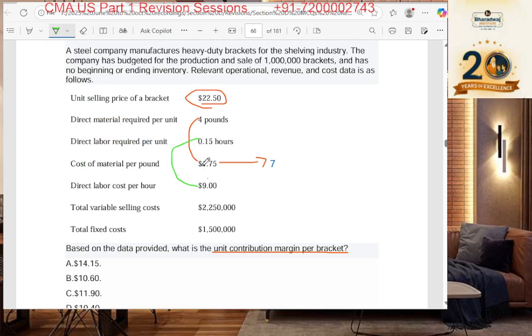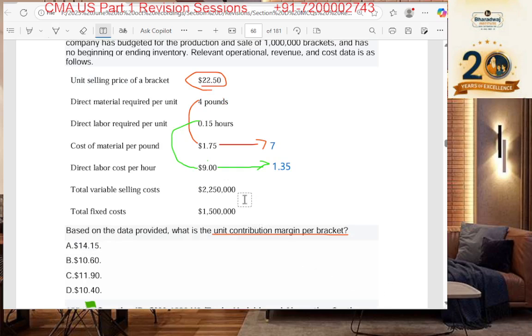Then 0.15 into 9 is 1.35. Then anything else? That's all. So 22.5 minus these two gives 14.15. Wait.